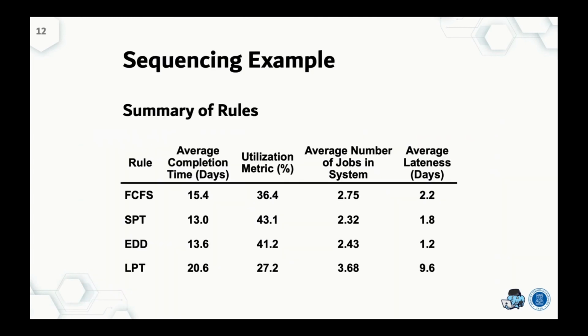In summary, we can see the advantages and disadvantages of the sequencing rules. From the average completion time, in days, the shortest processing time is best to use. From the utilization metric perspective, we can see that again the shortest processing time is best. For the number of jobs in the system, we should look at the lowest or minimum one. In this case it is still the shortest processing time. And for the average lateness, we should find which one minimizes the lateness. So the earliest due date is the best one in this case. This is the summary.